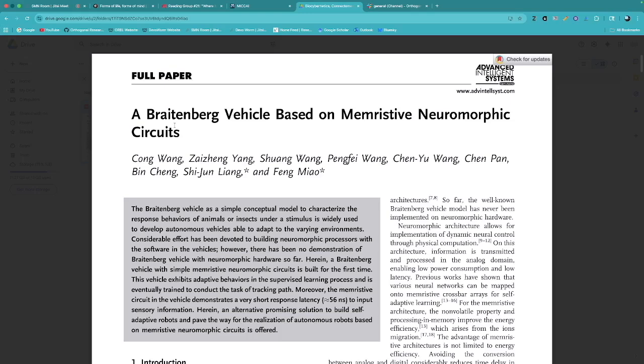But in this paper, what they're doing is they are trying to use a simple memristive neuromorphic circuit because they want to apply this to engineering applications.